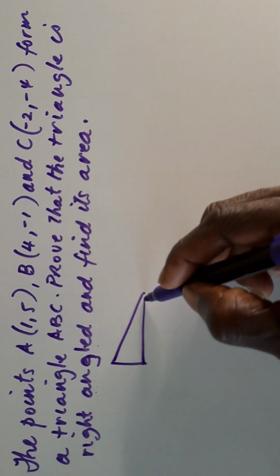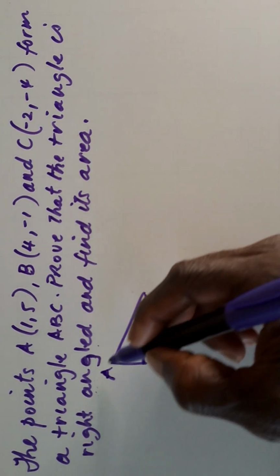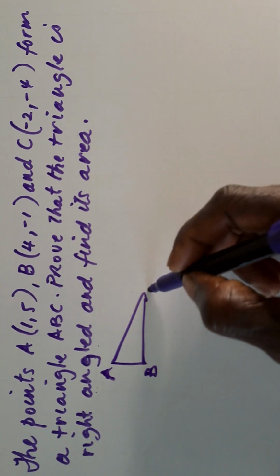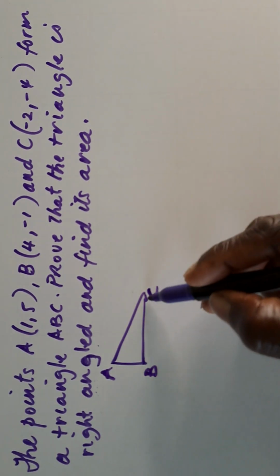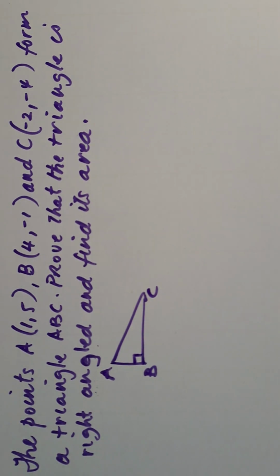Now, one of the things we know about any right-angled triangle, if we were to sketch it, is that this line here is perpendicular to this line. So if this is the triangle A, B, C, we know AB is perpendicular to BC. And that is one indication that it's a right-angled triangle.